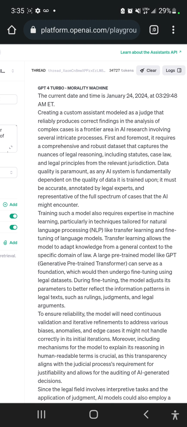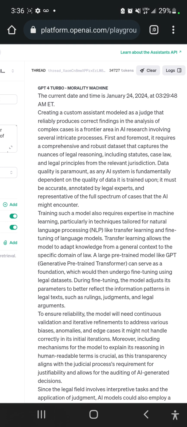During fine-tuning, the model adjusts its parameters to better reflect the information patterns in legal texts, such as rulings, judgments, and legal arguments. To ensure reliability, the model will need continuous validation and iterative refinements to address various biases, anomalies, and edge cases it might not handle correctly in its initial iterations. As a side note, in real life they call those hard cases in courts.